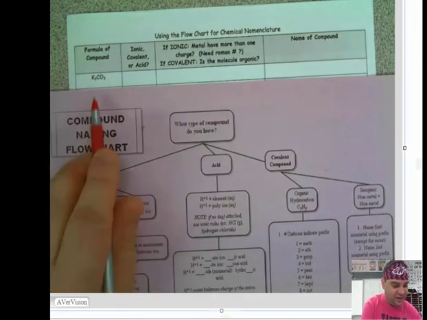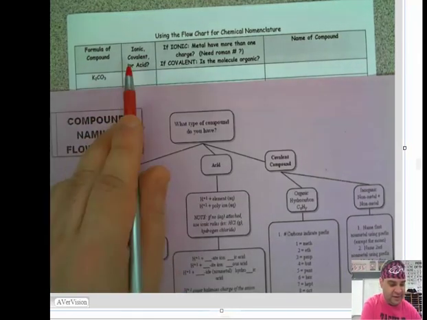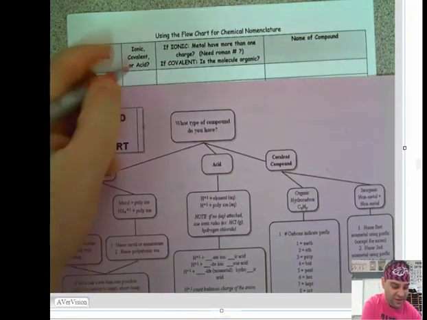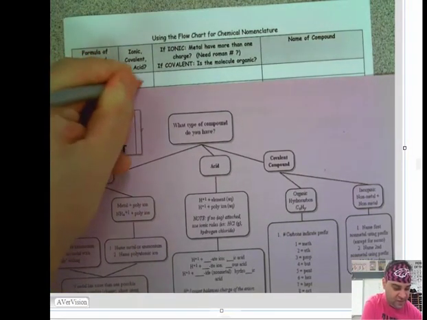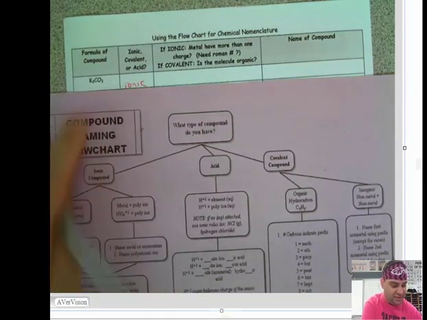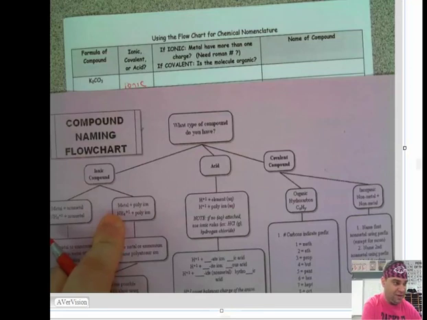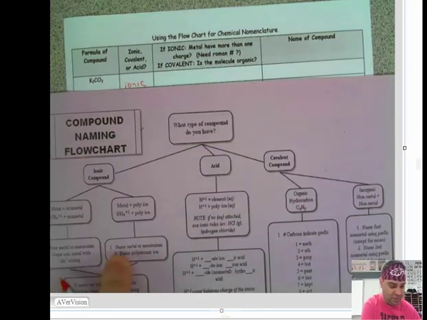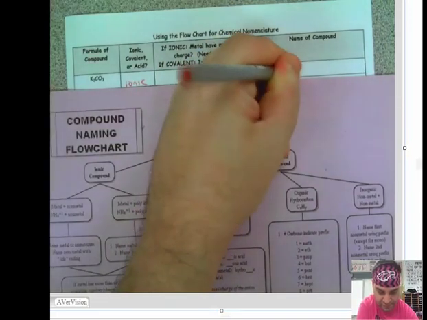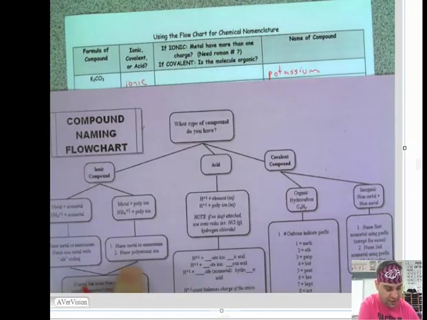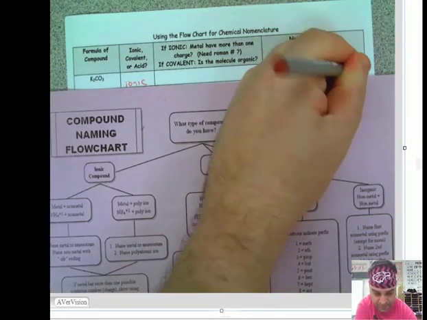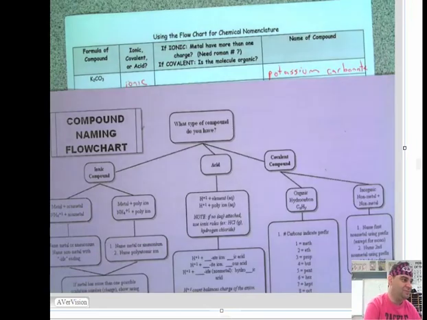So starting off with K2CO3 here. Ionic, covalent, or acid? Well, K is a metal, so we know that this is ionic. So I'm here on the flowchart. CO3 is a polyatomic ion, so I'm doing metal and polyatomic ion. Name the metal, potassium. So we write down potassium. Name the polyatomic ion, carbonate. So we write down carbonate.